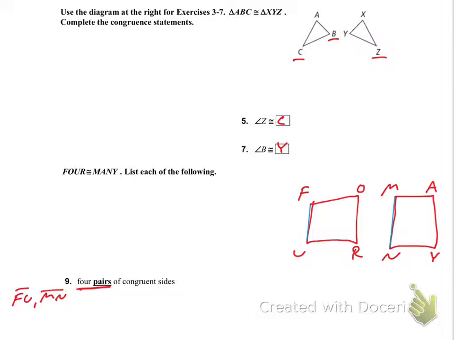And then FO and then MA. UR and NY. And then we can do OR and AY. And really, all it is, if it's OR, which is this one right here, then we would just look for the congruent part on this side.